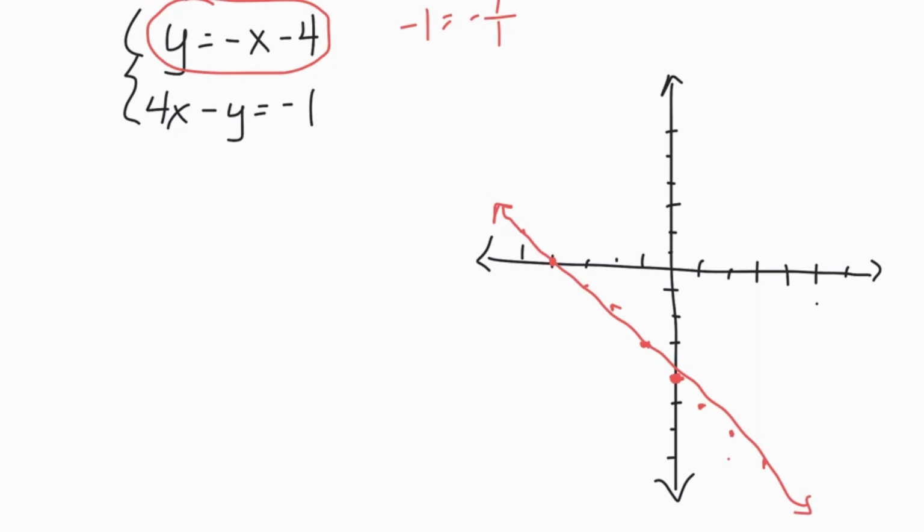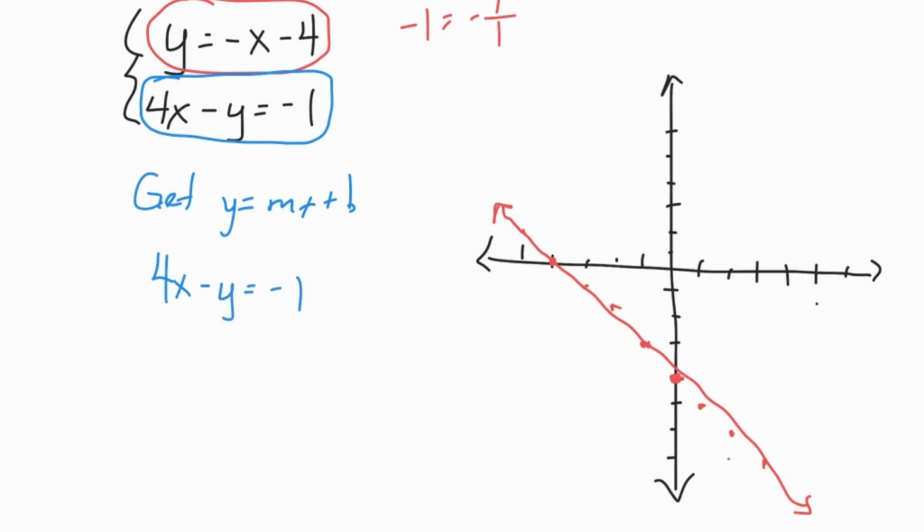Sorry, my lines aren't that straight, but you get the idea. Now with this one, which we're going to put in a little notes section later, we need to get to y is equal to mx plus b. So we've got to do a little bit of work first. We have 4x minus y is equal to negative 1. We need to solve that for y.